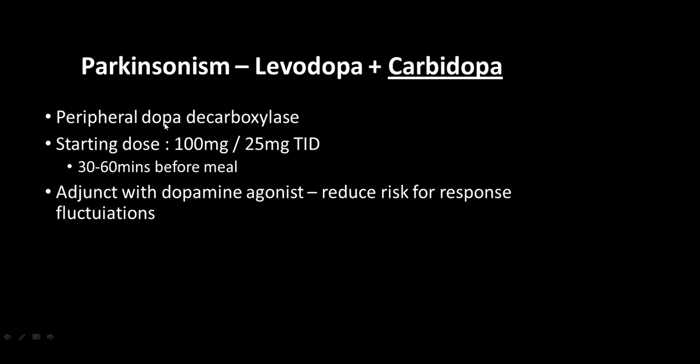So this is for the carbidopa. It inhibits the peripheral dopa decarboxylase, and the starting dose is 100 milligrams for the levodopa and 25 milligrams for the carbidopa. This is taken thrice a day, and it is taken 30 to 60 minutes before meals because meals will compete with the absorption of this drug. And adjunct with a dopamine agonist can reduce the risk of response fluctuation.